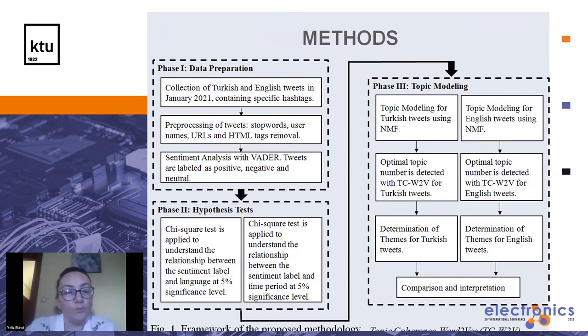So with this framework, I can explain our methodology. First, we collect Turkish and English tweets containing some specific hashtags. Then we do some pre-processing, and then we do the sentiment analysis, which labels the tweets as positive, negative, and neutral using Vader. And then we do the hypothesis testing to understand the relationship between the sentiment label and the language, and the sentiment label and the time period.